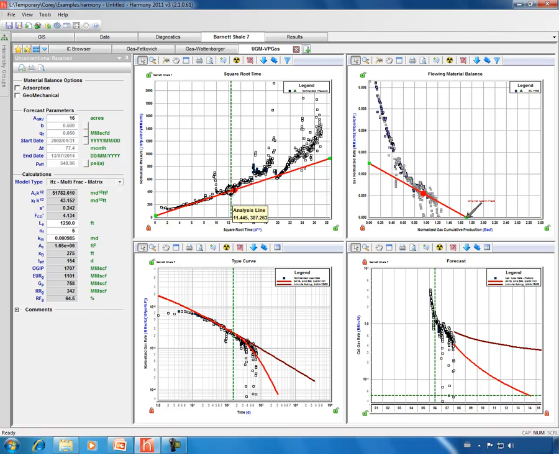From the results of this, we can see that the original gas in place is somewhere in the vicinity of 1.7 BCF. Now it's important to understand that that original gas in place applies to the drainage area of the stimulated rock volume. And the stimulated rock volume is defined here as whatever is contained within the fractured region where we first start to see the interference.